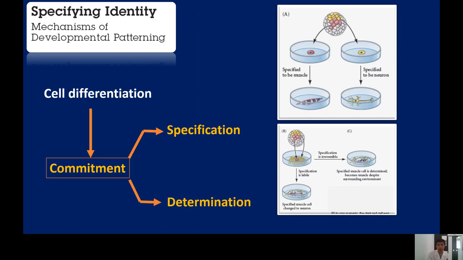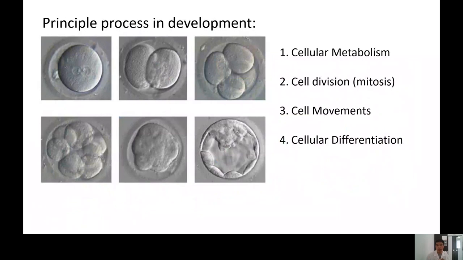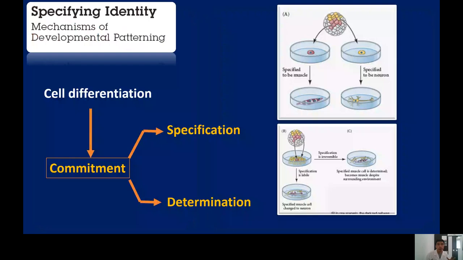So let's set aside cell division and cell movement, because in the previous lectures we have learned about cell division in zygotes and also cell movements, how cells could move from one place to another by using cellular signaling and interaction between the cells. And then I will jump directly into the fourth stage, which is cellular differentiation.